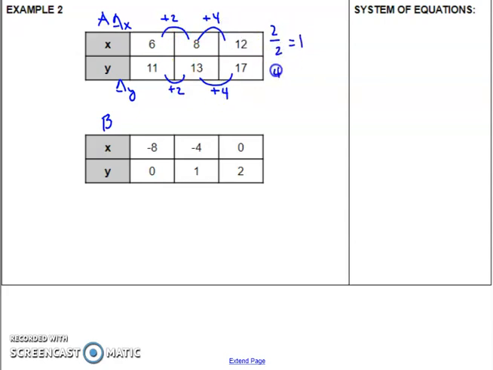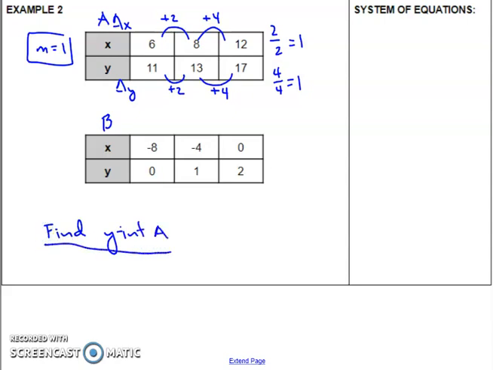4 divided by 4 equals 1. Okay, so the slope for A is 1. All right, I'm going to go look. Do I have my y-intercept gifted? Oh, no, it's not. Okay, so we have to do a little bit of work here. So we're going to find the y-intercept of A.